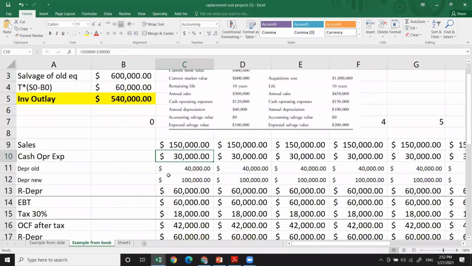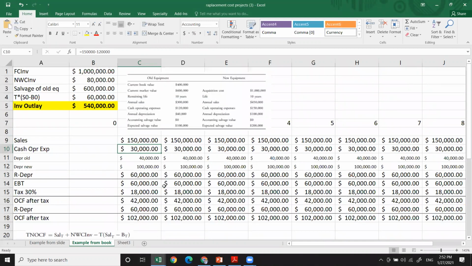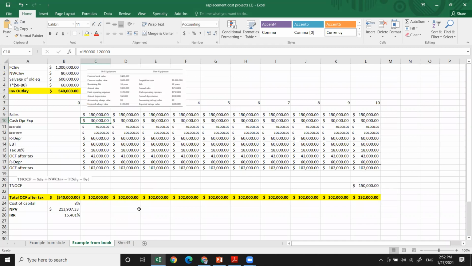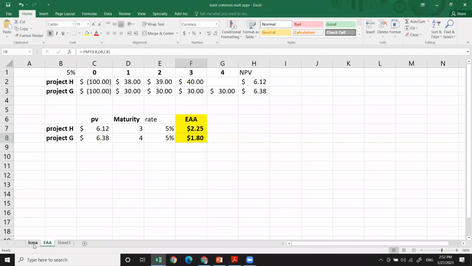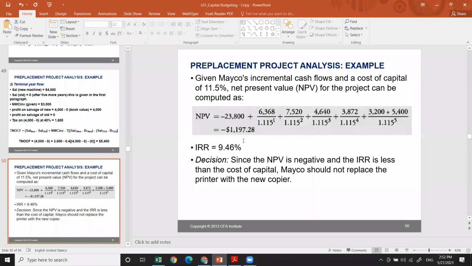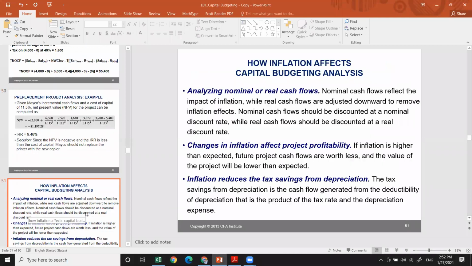Any other questions? Okay, if you don't have any questions, then let me close this one and move on to whatever I did not cover. So in here, we get the negative number in the slides, and this IRR is less than the required rate of return, which shows that we should not accept the project. We should not replace the old copy with the new one.